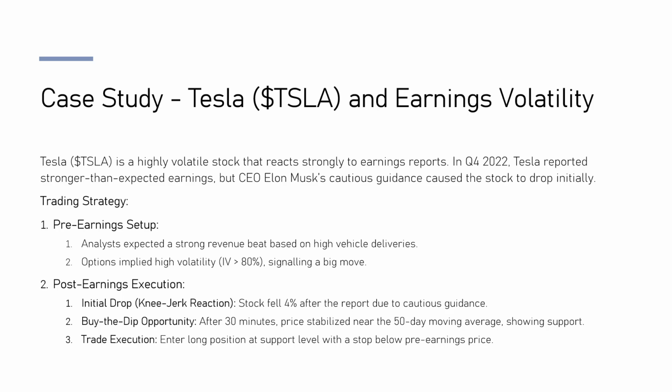Tesla, TSLA, is a highly volatile stock that often reacts sharply to earnings reports, creating trading opportunities. In Q4 2022, despite reporting stronger than expected earnings, cautious guidance from CEO Elon Musk triggered an initial sell-off. Traders who anticipated high volatility based on analyst expectations and options activity could have prepared for a post-earnings reaction. The strategy involved waiting for the knee-jerk drop, identifying support around the 50-day moving average, and entering a long position as the price stabilized.